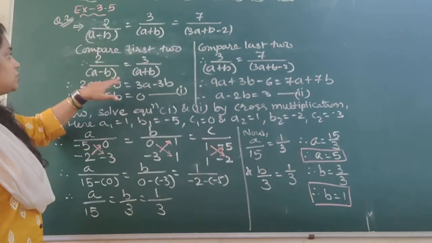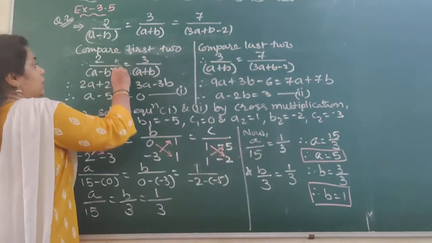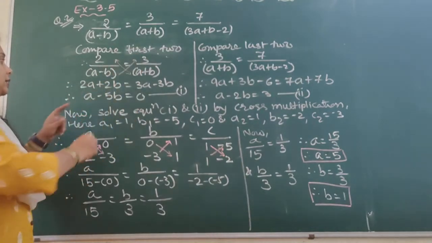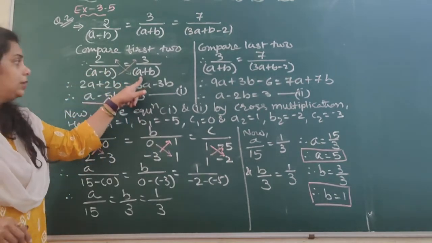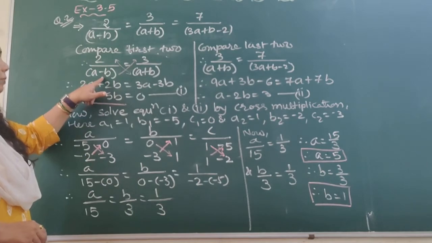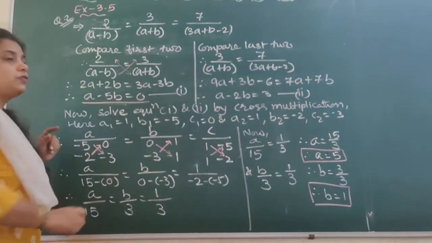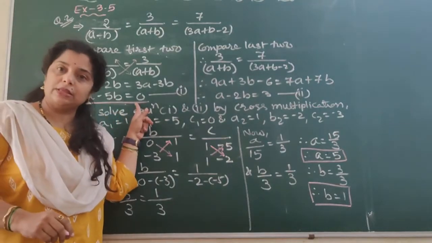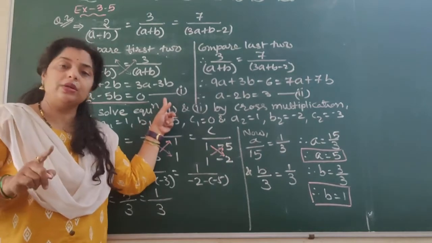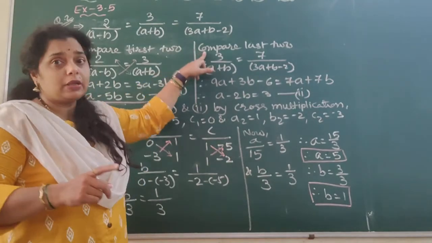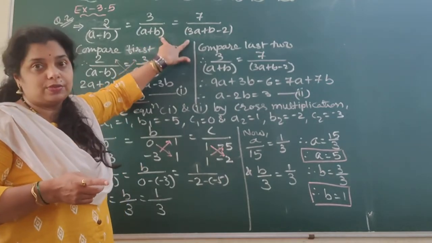So if I compare these two and do a cross multiplication, the equation I get is: a minus 3, this 2 multiplied by a plus 3 and this 3 multiplied by a minus 3, and after simplification I got a minus 5b is equal to 0. This is our linear equation, and we name it equation 1. Now we will get another equation when we compare the last two terms.